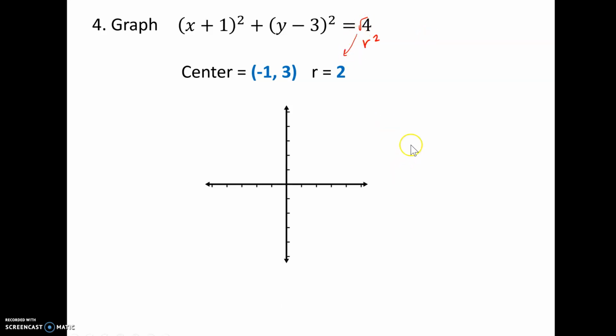So when I graph that, I know I'm going to have my center at -1, 3, and I'm going to go out 2 for my radius. I can just estimate it if I were to go over 1, 2. So I have a radius of 2.